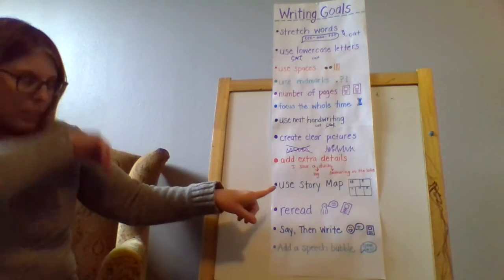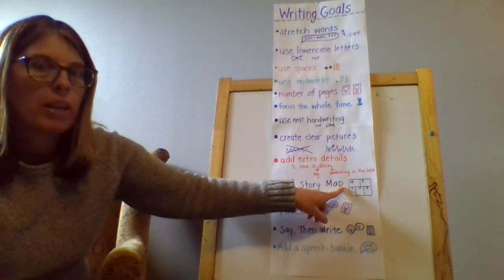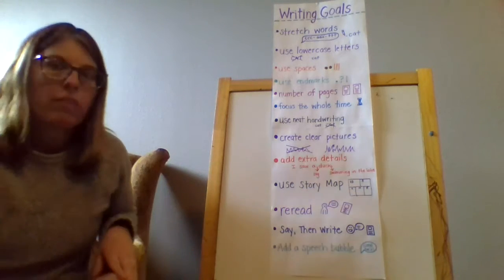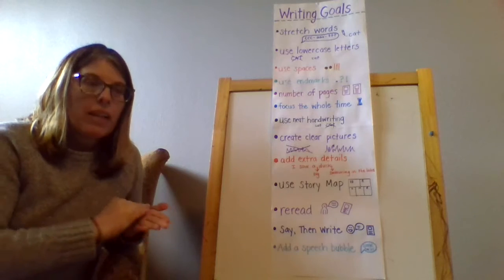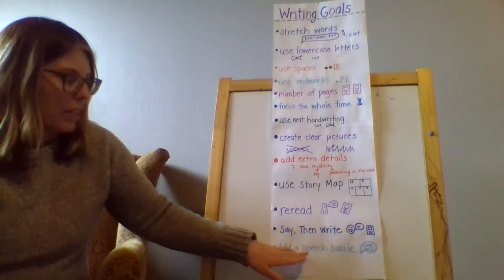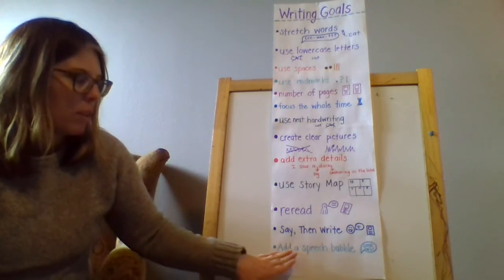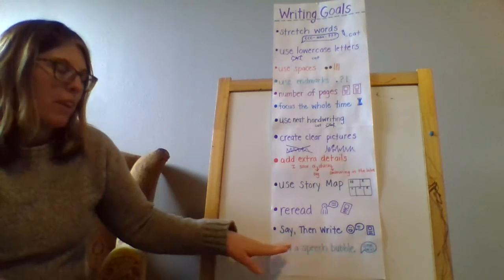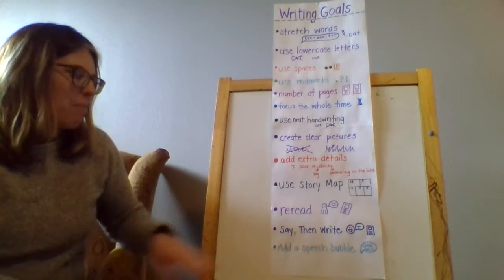Maybe it's really to make sure that you're following the story that's on your story map. Maybe it's rereading before you start writing for the day and rereading your sentence as you are writing. So if my sentence says add a speech bubble, I'll keep going back and reading the parts that I wrote previously to see what word comes next. And then I'll read it again to see what word comes next. Read it again. Okay. Say, then write.